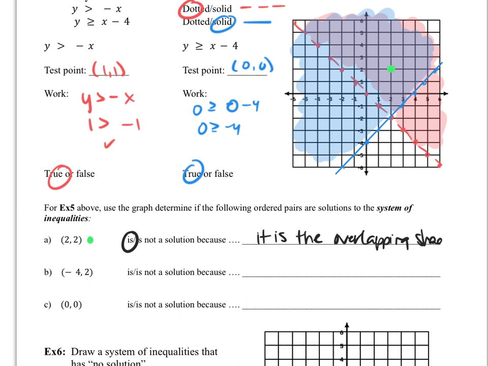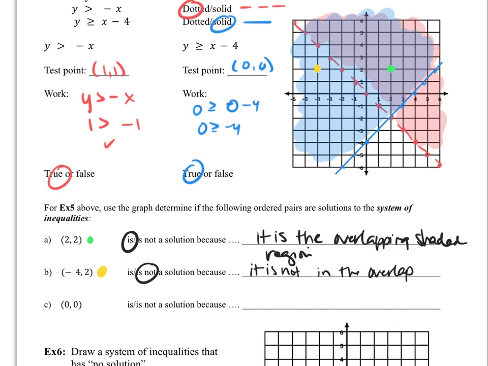So for my next one, -4, 2, let's go over here. We're going to go left 4, up 2, and that is in the blue shaded region, but all that means is that it's a solution to the blue inequality. It's not a solution to the red, which means it's not a solution to the system. So it's not a solution because it is not in the overlap. It has to be in the overlap in order for it to be a solution to the system.